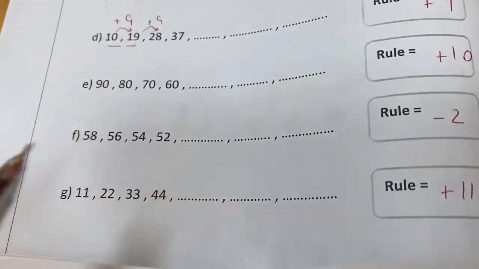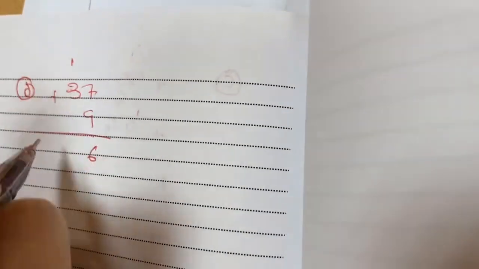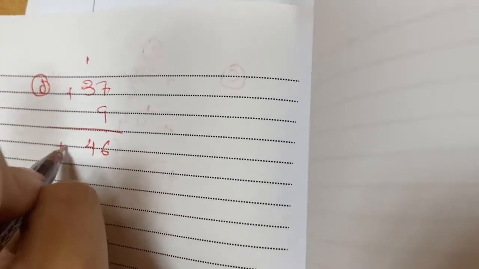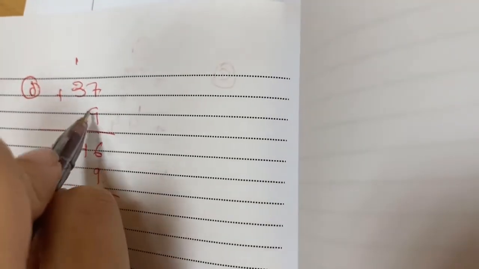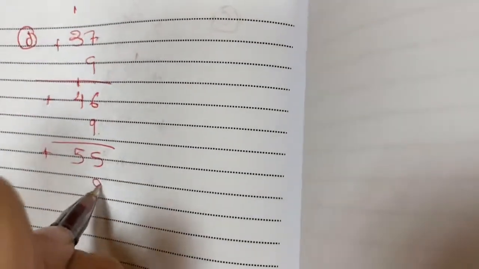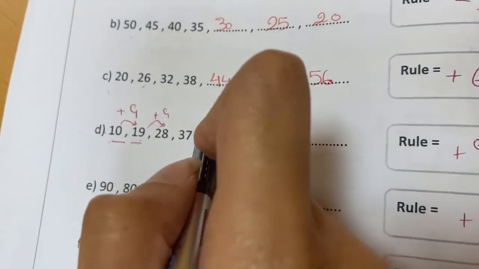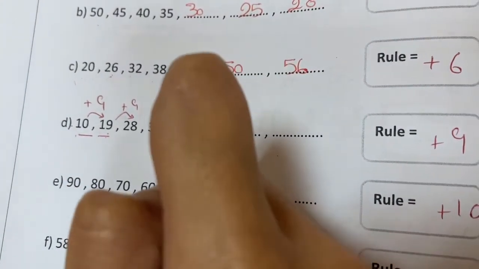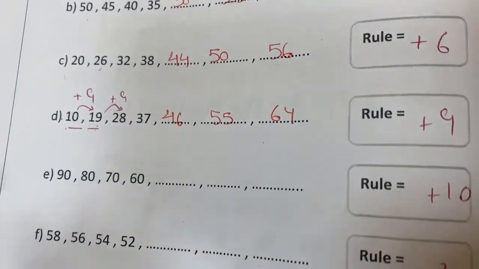So we're going to add 9 each time. After 37, 37 plus 9, 7 plus 9 equals 16, 6 and the 1 will fly over the head of 3. It's going to be 46. 46 plus 9, 9 plus 6 equals 15, 5 and the 1 will fly over the head of 4. So it's going to be 55. Plus 9, 9 plus 5 equals 14, 4, and the 1 will fly over the head of 5, it's going to be 6, it's going to be 64. So here, after 37, 46, after 46, 55, after 55, 64. So the rule is plus 9.